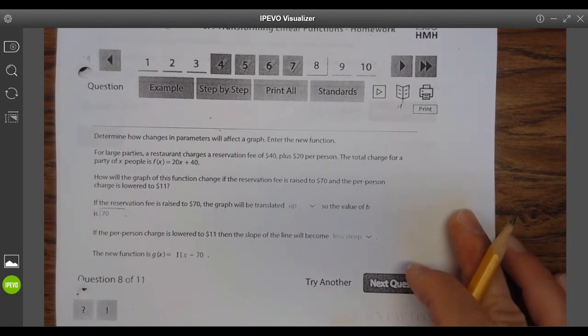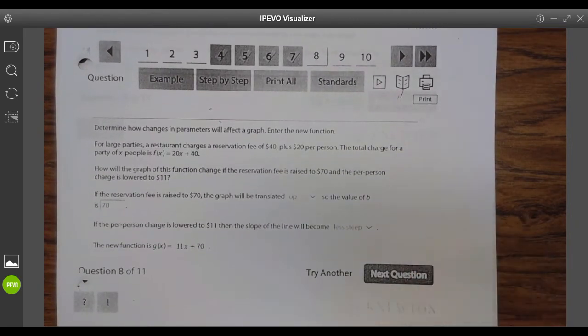All right. Example 8. Determine how changes in parameters will affect the graph. Enter the new function. For large parties, a restaurant charges a reservation fee of $40 plus $20 per person. The total charge for a party of x people is f of x equals 20x plus 40. How will the graph of this function change if the reservation fee is raised to $70 and the per person charge is lowered to $11?